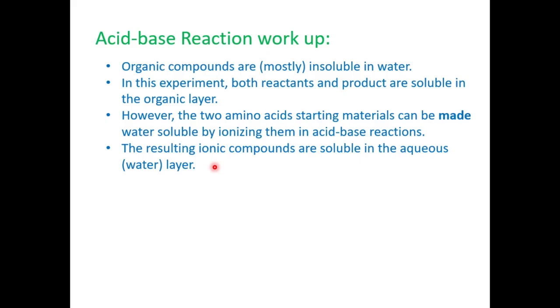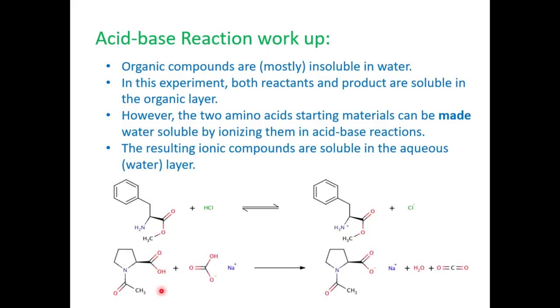So the resulting two ionic compounds are soluble in the aqueous water layer, and that will allow us to separate them from the product in the organic layer. In terms of the methyl ester of phenylalanine, if we react that with HCl, so we do an acid wash, it'll protonate the amine group to give an ammonium ion, and you can see we now have an ionic species that will be water soluble. In terms of the acetylated proline, if we react that with base, we'll be able to do a deprotonation to form the carboxylate, and again you see we have formed a salt, and that will be water soluble, and we'll be able to move that into the water layer.